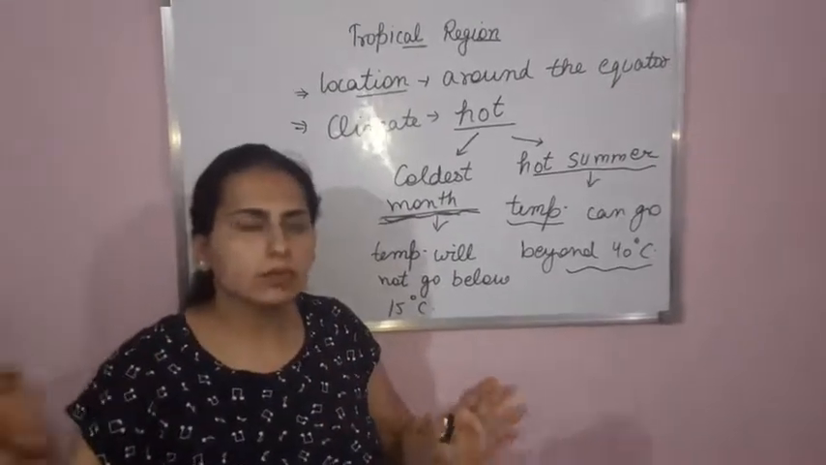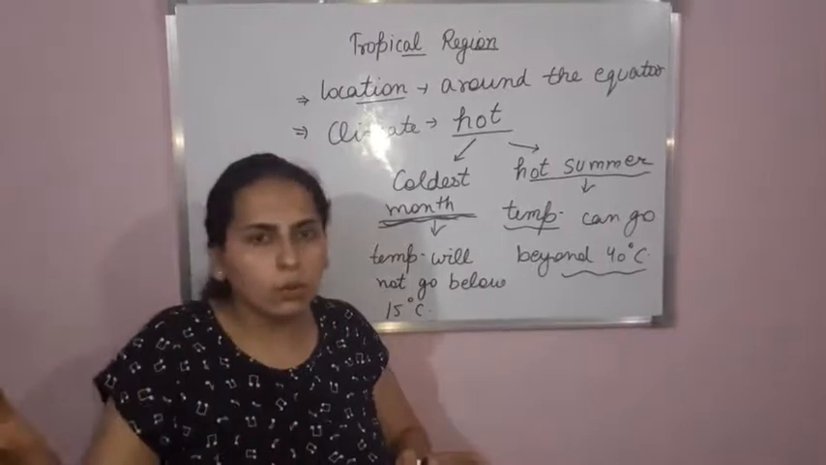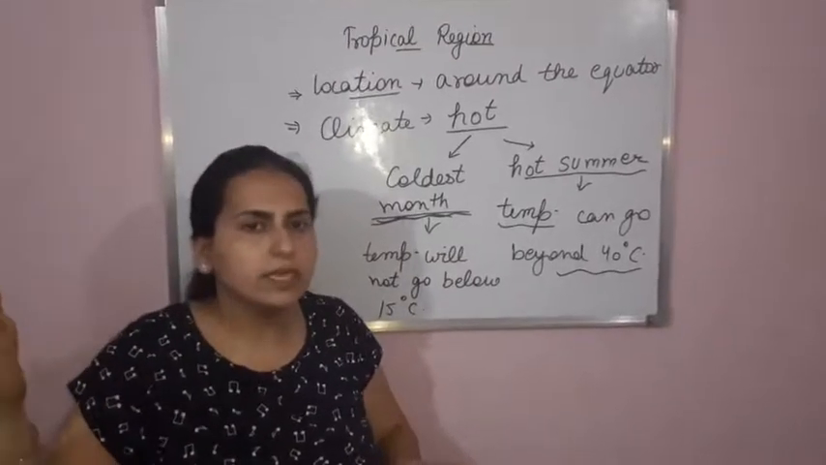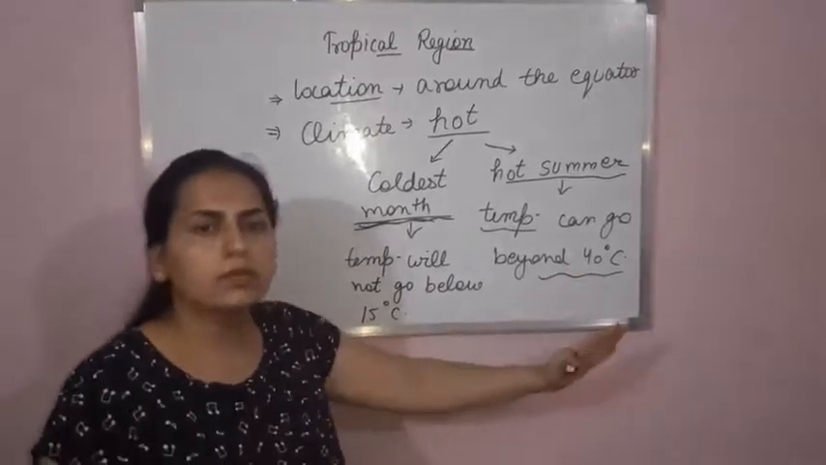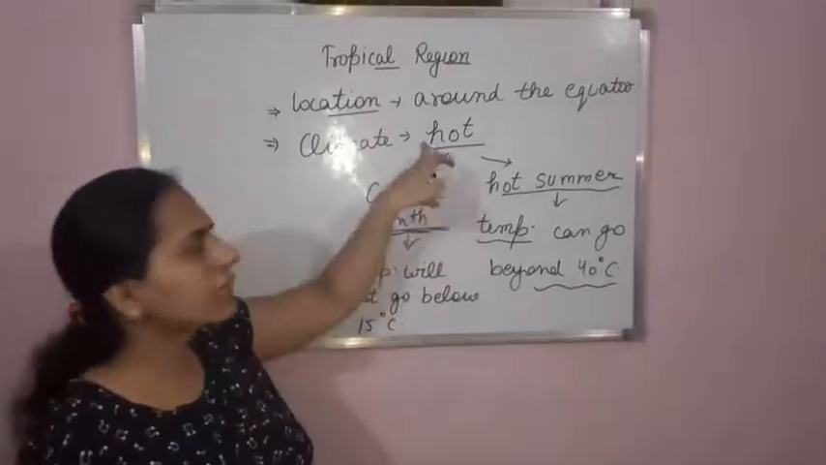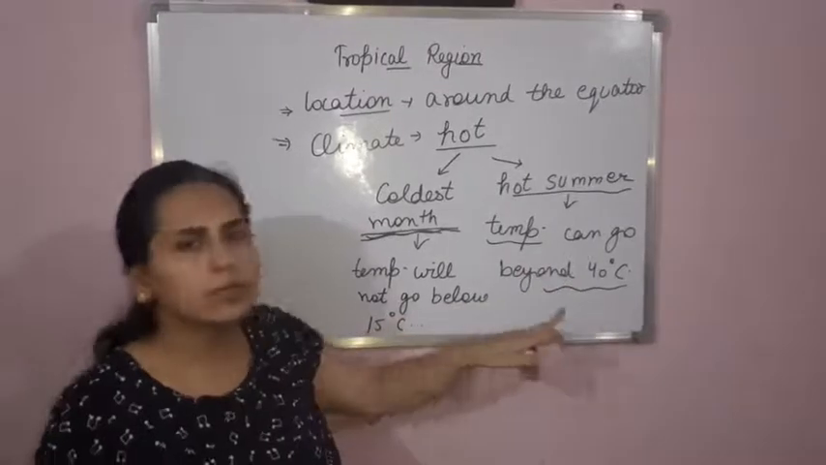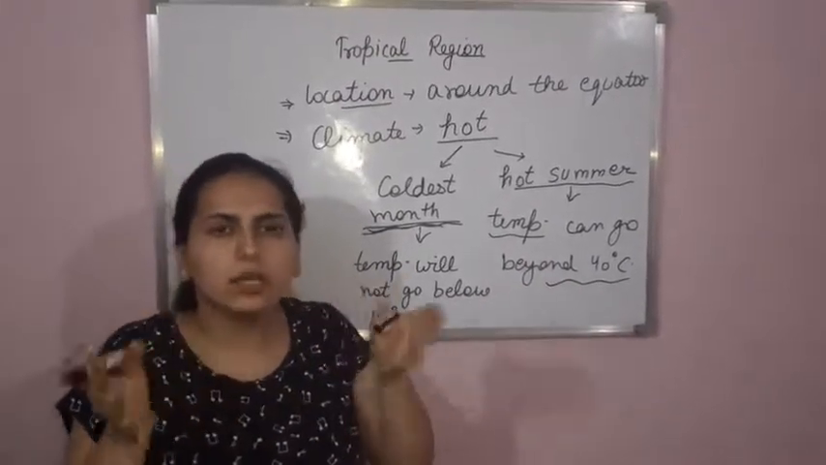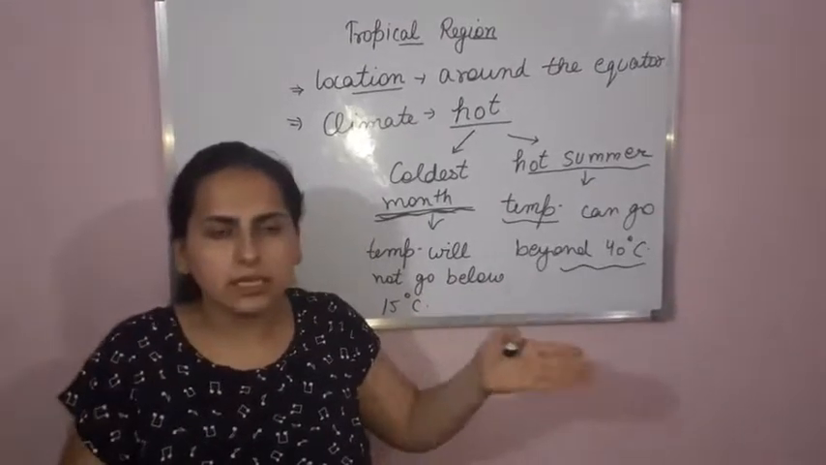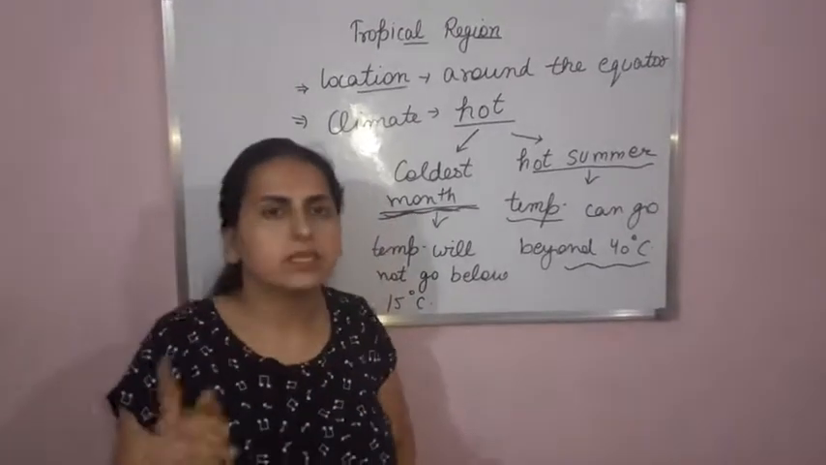And in the summer, it can go beyond 40 degree Celsius. So generally, you can see the climate is hot. You can see the temperature range 15 to 40 degrees Celsius. So the climate of tropical region is hot. Clear?